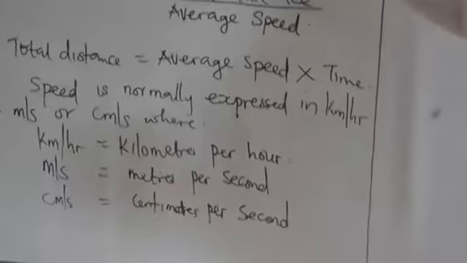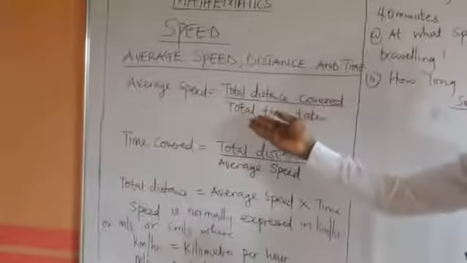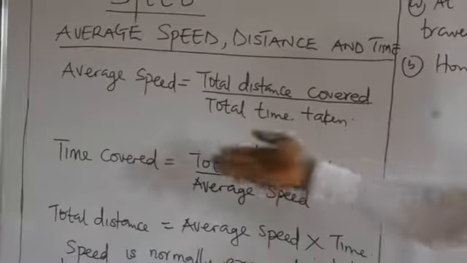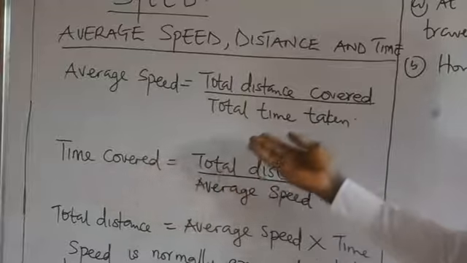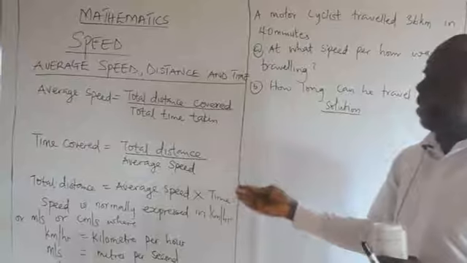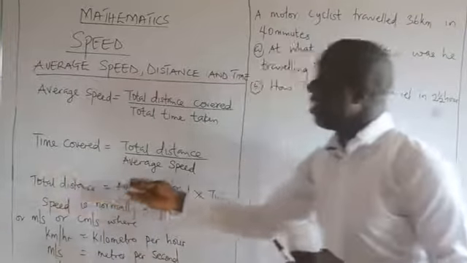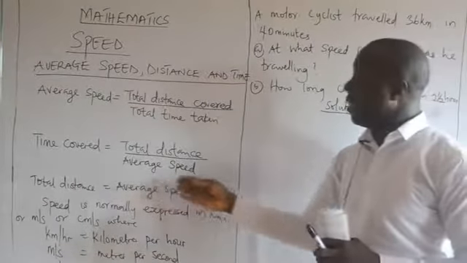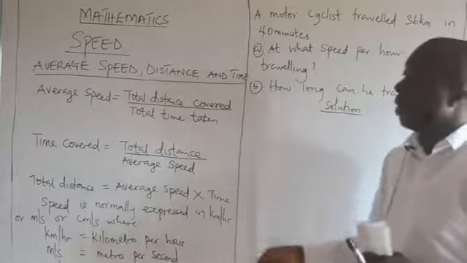Speed is equal to total distance traveled over total time taken. And time can be calculated using total distance divided by average speed. And total distance is equal to average speed times time.